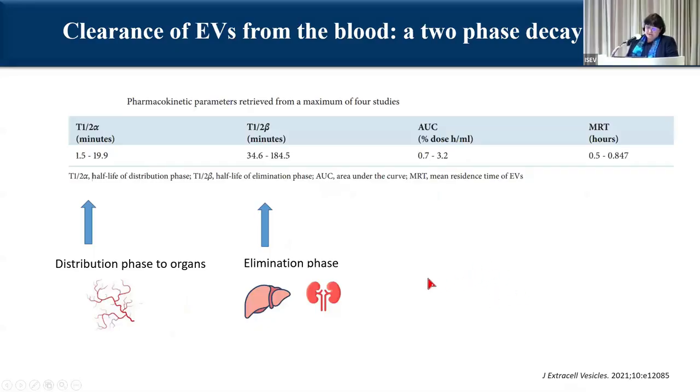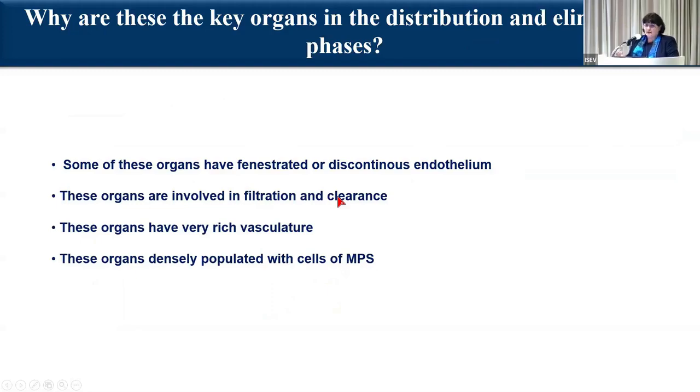The authors of this paper suggested a two-phase decay model in which there's a rapid distribution phase when the blood circulation distributes the IV-injected vesicles to the different organs. That's why they are absent in the circulation after a very short while. And there's a secondary elimination phase by different organs like the liver or kidney, which takes longer, between 34.6 to 184.5 minutes.